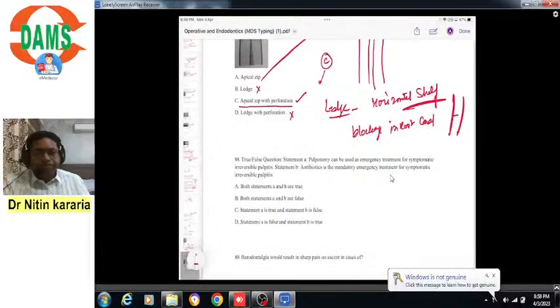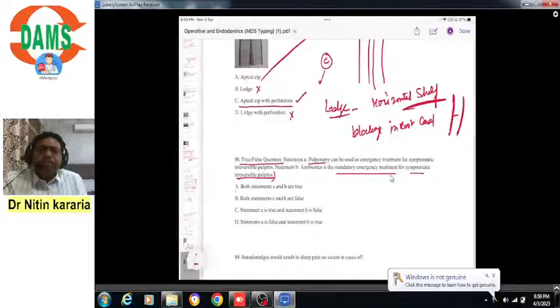Moving over to the next question. Now this type of question is another true-false type of questions being asked, where they give you a statement and they give you an assertion or reasoning for this. So statement A in the present question says that the pulpotomy can be used as an emergency treatment for symptomatic irreversible pulpitis. Statement B says antibiotics is mandatory emergency treatment for symptomatic irreversible pulpitis.